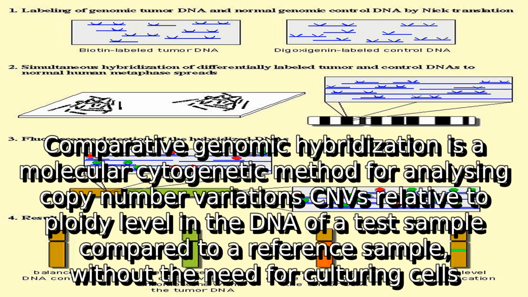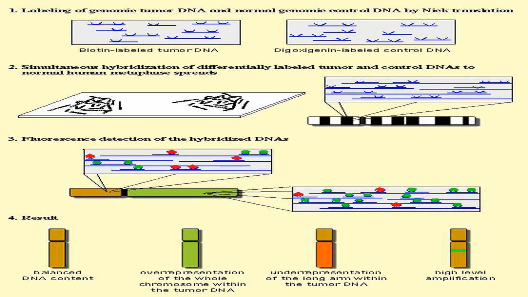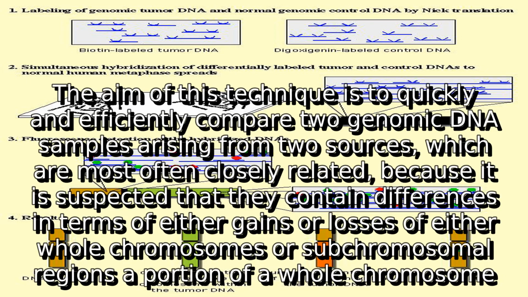Comparative genomic hybridization is a molecular cytogenetic method for analyzing copy number variations (CNVs) relative to ploidy level in the DNA of a test sample compared to a reference sample, without the need for culturing cells. The aim of this technique is to quickly and efficiently compare two genomic DNA samples arising from two sources, which are most often closely related, because it is suspected that they contain differences in terms of either gains or losses of either whole chromosomes or subchromosomal regions, a portion of a whole chromosome.